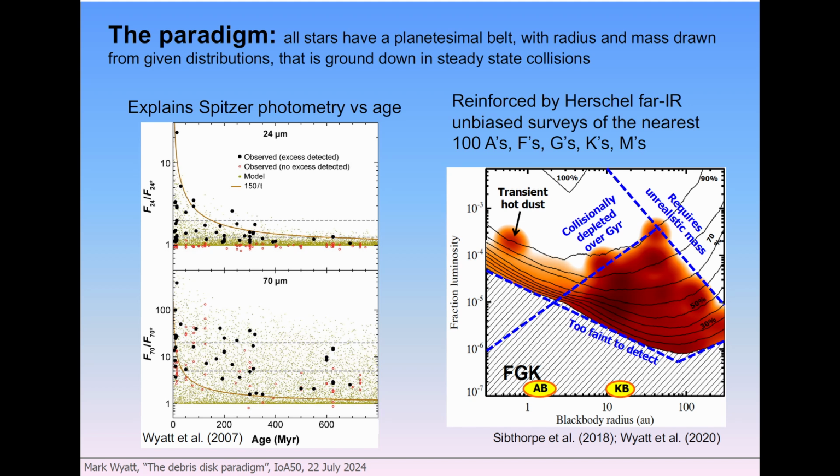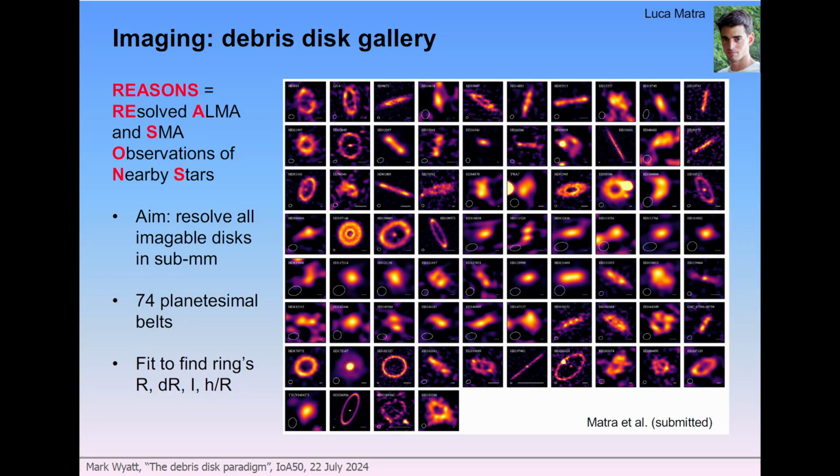How do we get more information out of the disk? Well, we do this with imaging, and we'd always had images of debris disks going back 40 years ago. The first one was detected, and it took 20 years to get another image of a debris disk, and we now have many more.